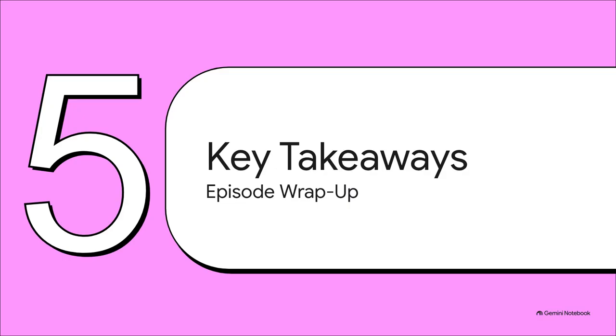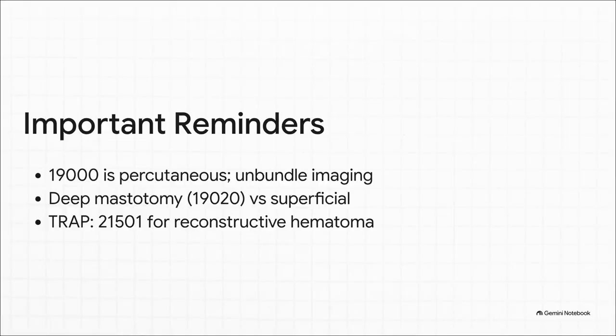And that brings us to Section 5, Key Takeaways. Time for our wrap-up. Let's do a quick recap. First up, remember that 19000 is strictly for percutaneous needle punctures, and you've got to remember to unbundle your imaging for those cyst aspirations. Second, always verify the parenchymal depth in your operative note. That's how you confidently choose a deep mastotomy over a superficial skin drainage. And third, watch out for that reconstructive hematoma trap. When a patient has a deep collection in a reconstructed breast flap, you have to leave the breast codes behind and grab that thorax code, 21501.